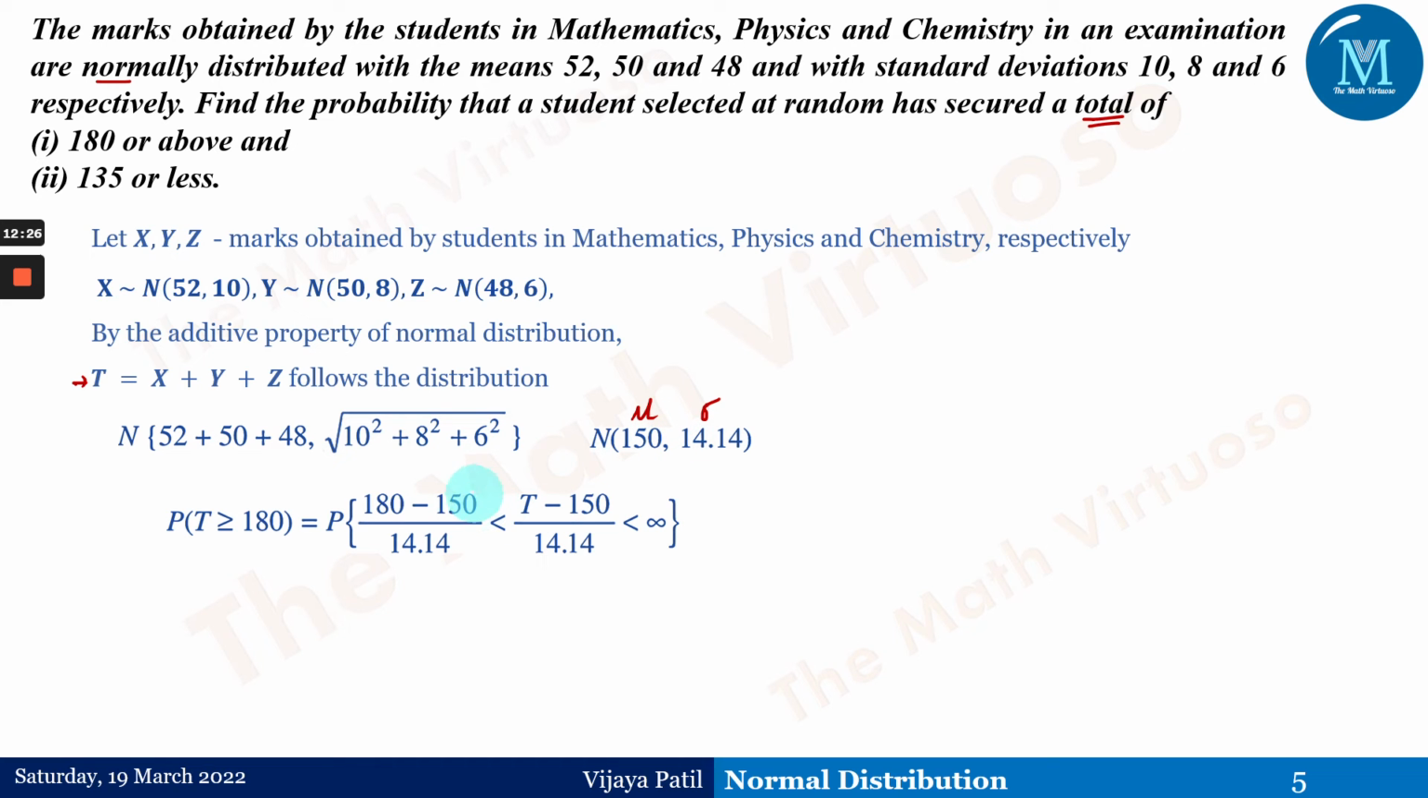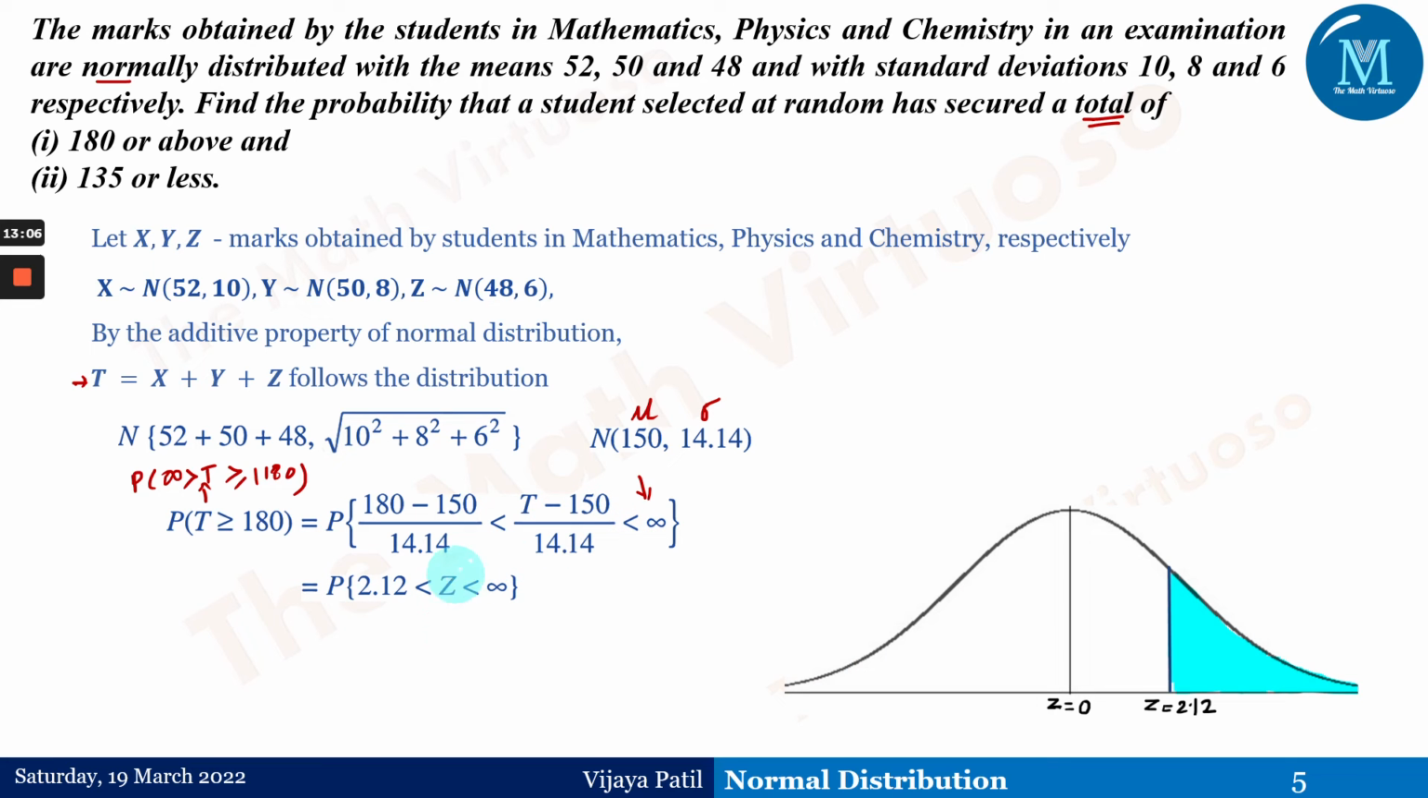If you observe here, secured 180 or above means probability of t greater than or equal to 180. We are trying to convert this t in terms of a standard variable. It is understood that this is nothing but the probability of infinity is greater than t is greater than or equal to 180. That is what we have done here. So this is nothing but 180 minus 150 upon 14. I have just taken the inequality in the opposite sense, which gives you something like this.